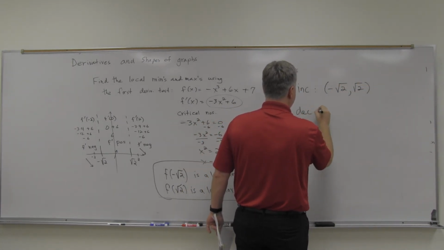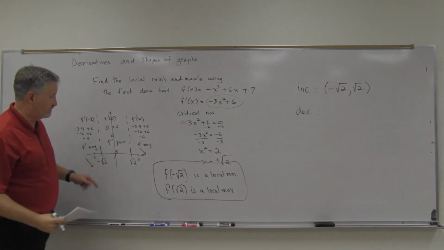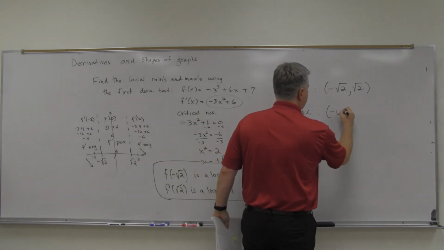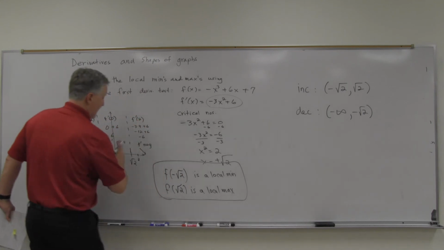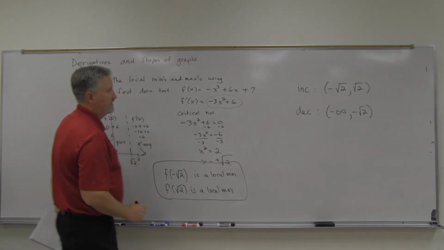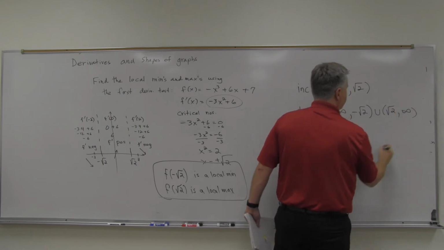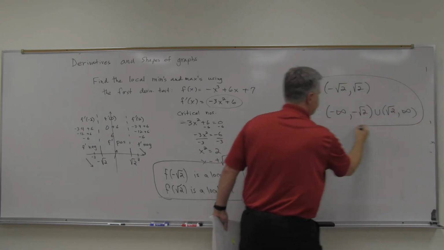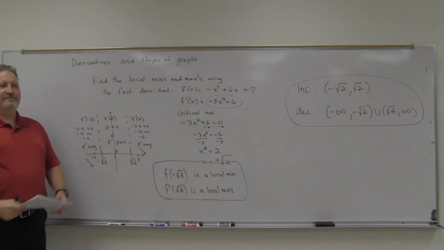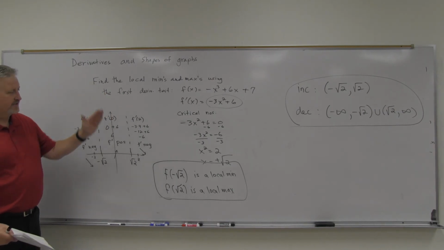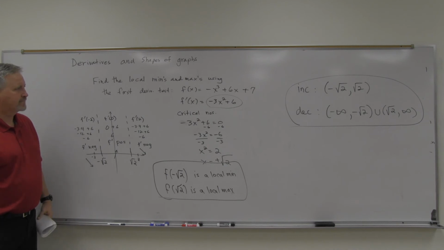Where is it decreasing? Well, it's where the derivative is negative. So I've got the derivative negative out here, so that'd be negative infinity to negative square root of 2. Then I'll also have another negative part after the square root of 2, so from square root of 2 out to infinity, it's decreasing. Okay? So those two things go hand in hand. You can use the same information to find increasing and decreasing as you do for the local maxes and mins.